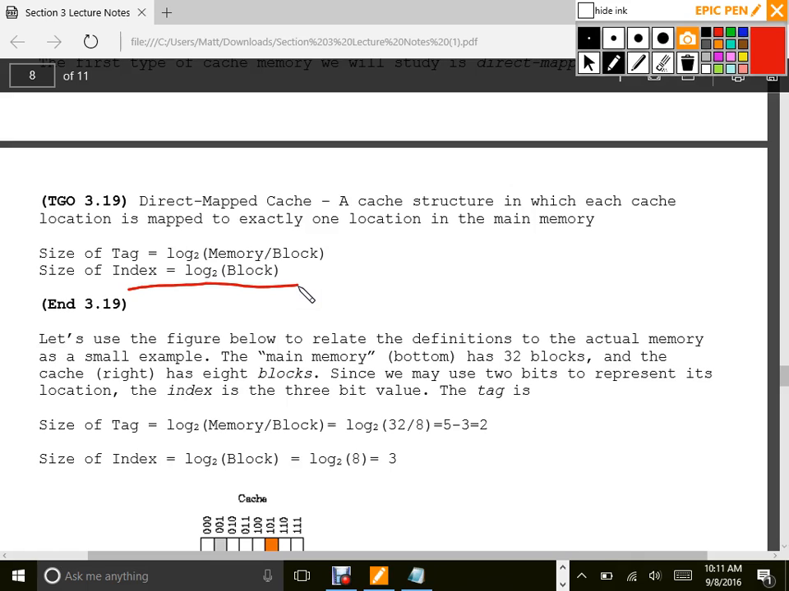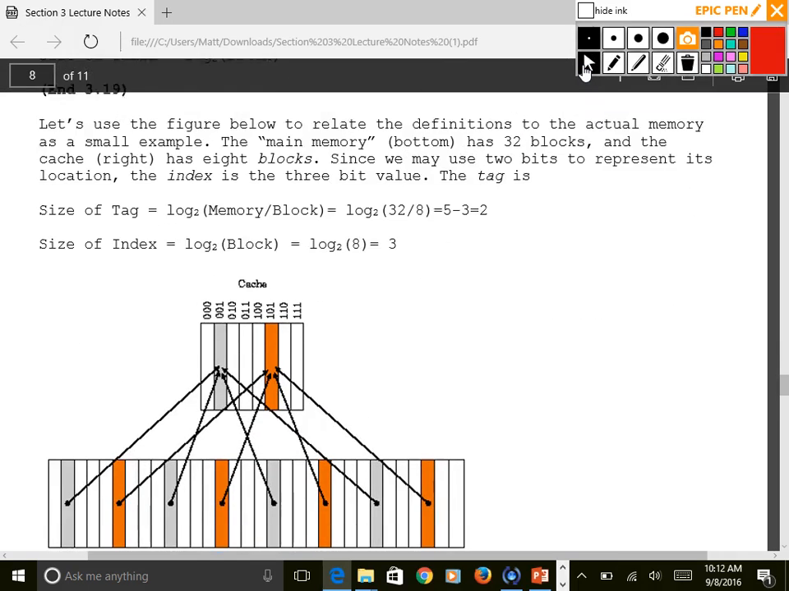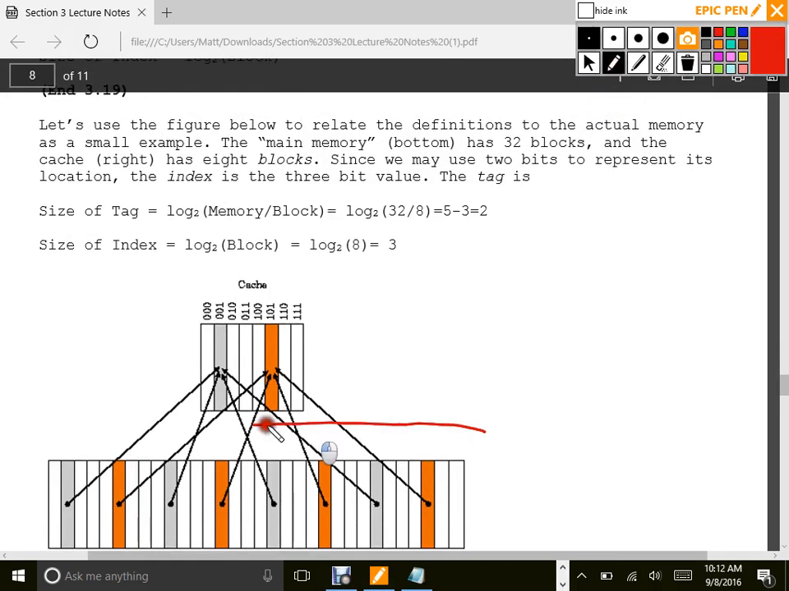See how that works? So now, we're actually going to see how this works in direct mapped cache. A cache structure in which each cache location is mapped exactly to one location in main memory. So here is a diagram. Where we have the size of the tag, we have 32 bits. So in this case, what this means is we have 32 here, right?